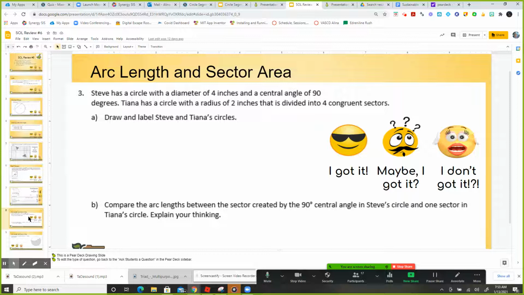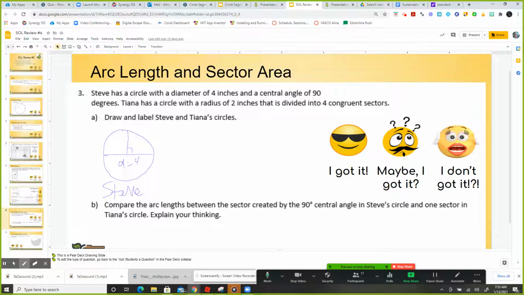Steve has a circle with a diameter of 4 inches. There's no picture here, so you need to draw one, right? So Steve has a diameter of 4 inches. And this is Steve. Take the time to draw the picture. And a central angle of 90 degrees. So I've got 90 degrees.